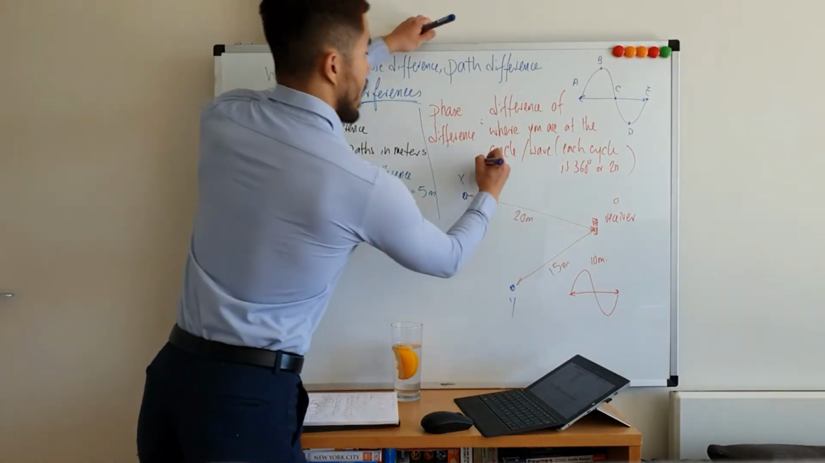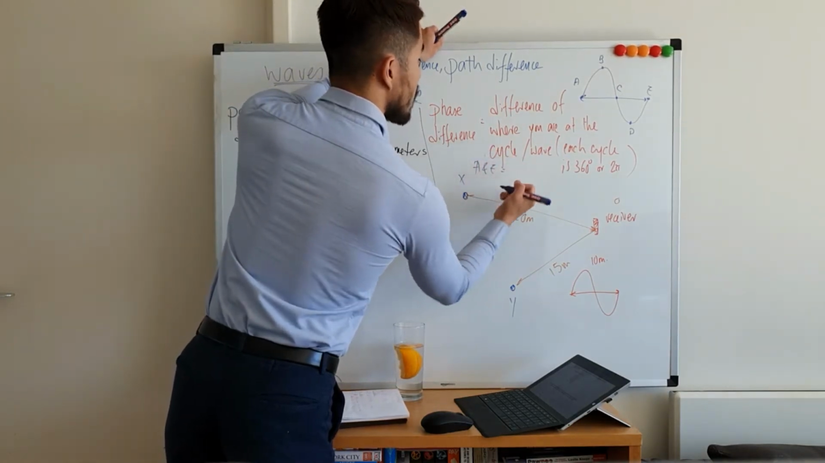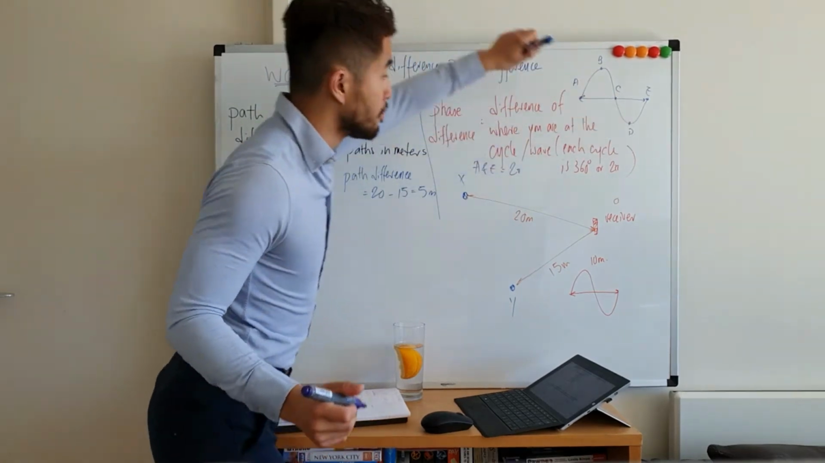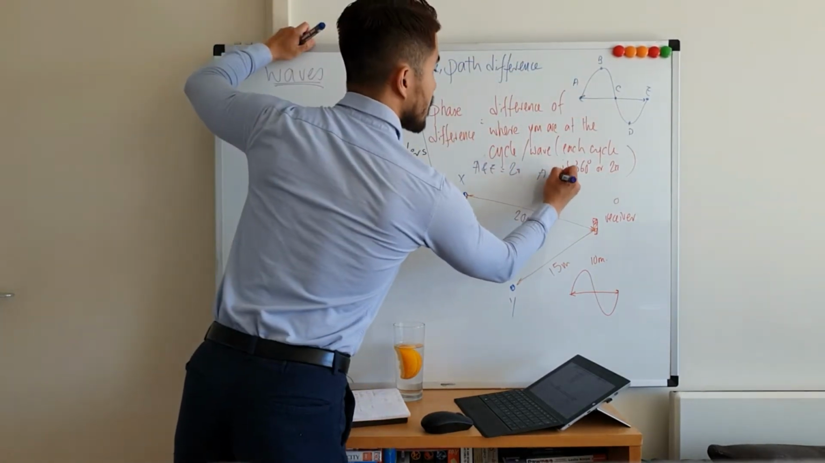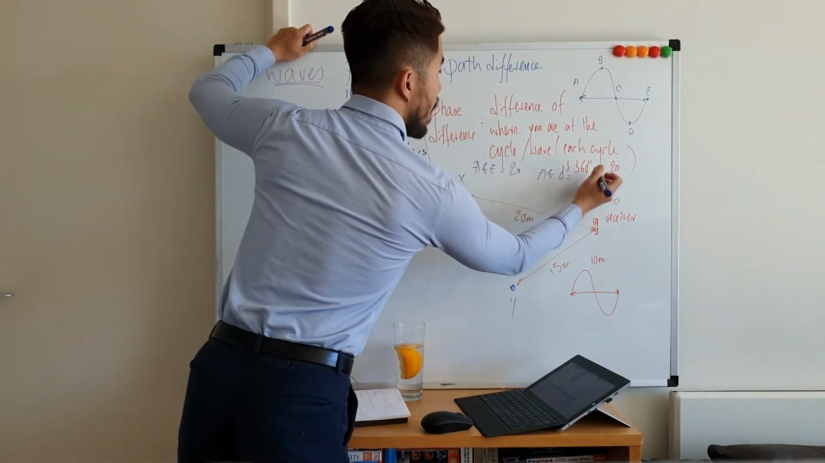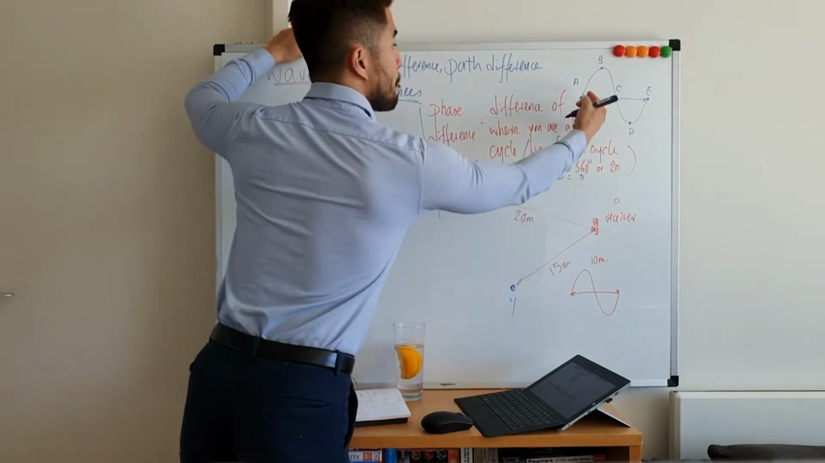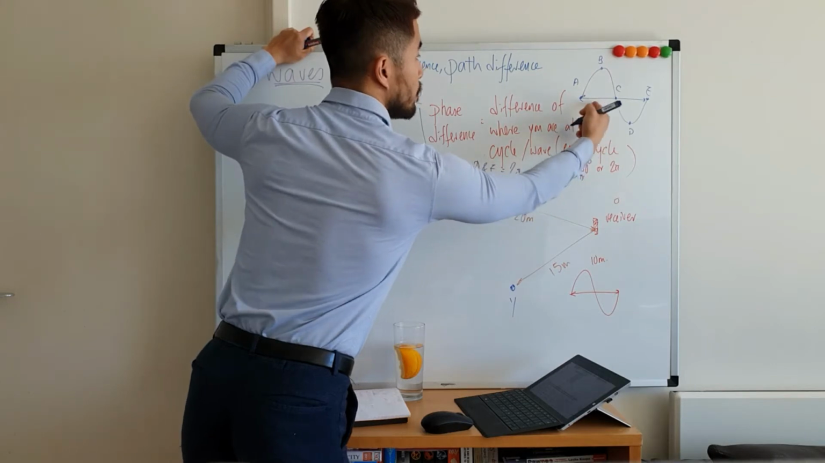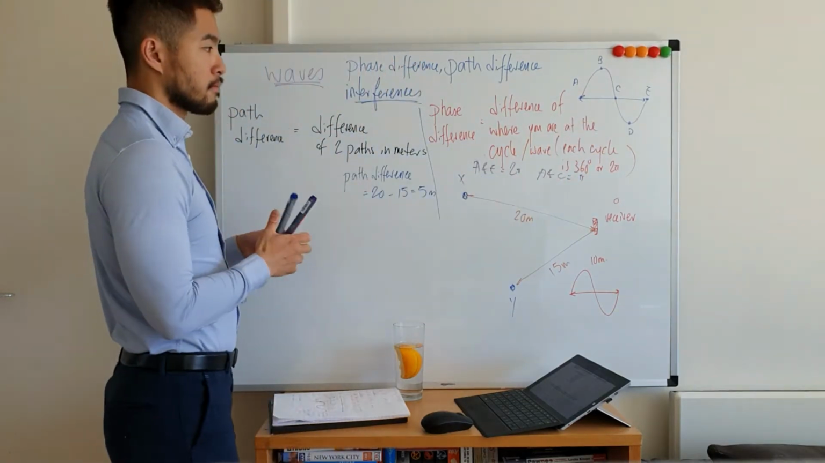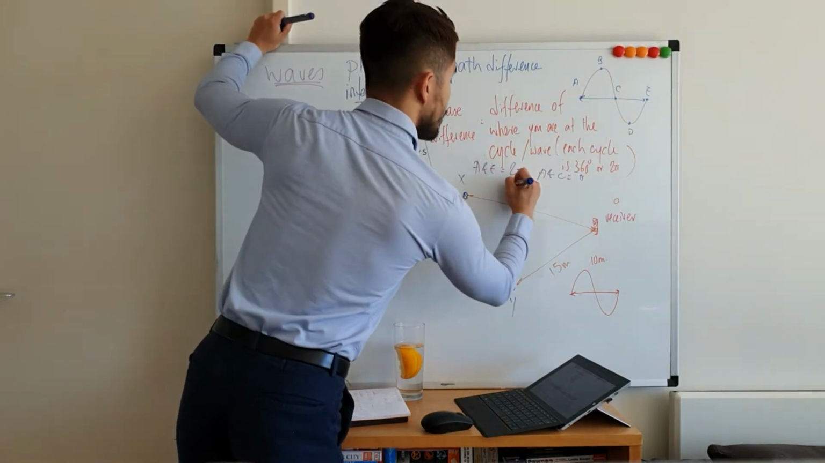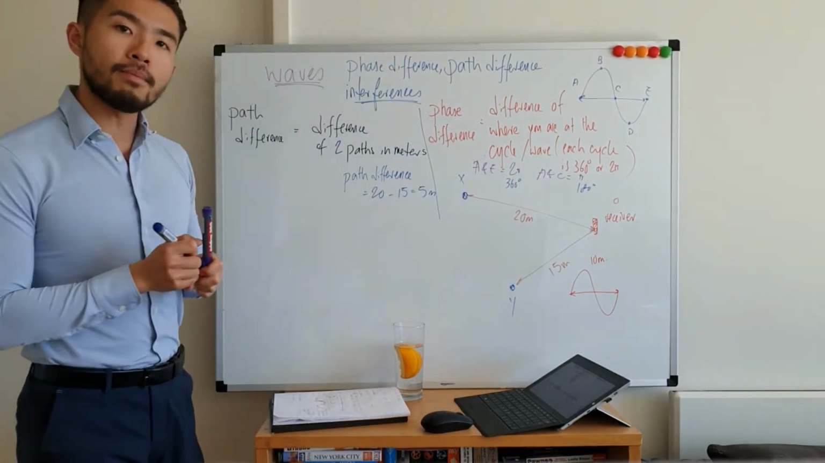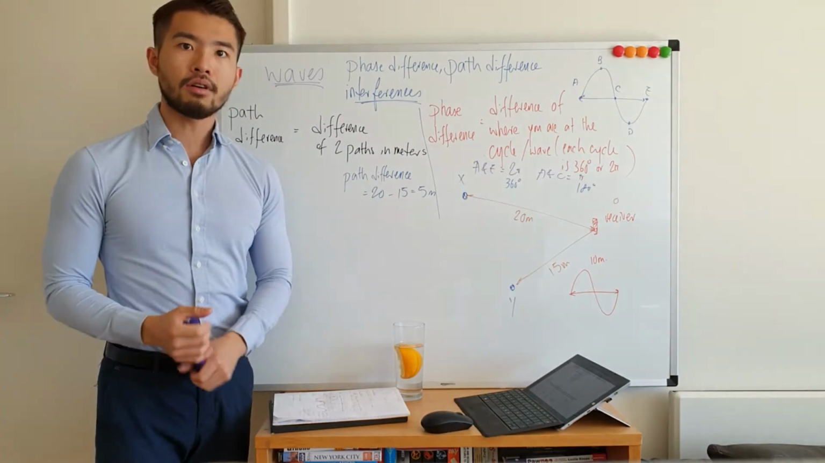So between A and E, the phase difference will be 2 pi because it's an entire cycle. Between A and B, the phase difference will be pi over 2. And between A and C, the phase difference will be pi because it's half a cycle. Or we can say that it's 360 degrees or 180 degrees because we model a cycle like a circle.